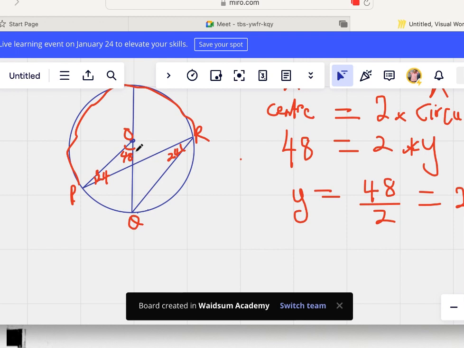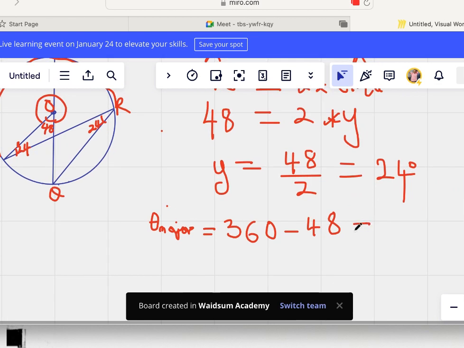So we have to find the angle of the major arc, which is called the major angle. If the minor angle is 48, what will be the major angle? Since the total angle is 360, theta major will be 360 minus the minor. 360 minus 48 degrees, and this will give us 312, right?